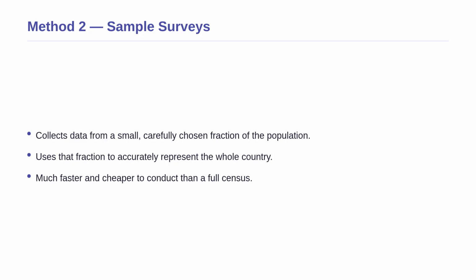Since a census is so expensive and slow, the second method is the sample survey. A sample survey is a method where the government collects data from only a small, carefully chosen fraction of the population and uses that fraction to represent the whole. Returning to our cooking analogy, this is like tasting just one spoonful of rice to determine if the entire pot is ready. Because you are only talking to a few thousand people instead of a billion, sample surveys are much faster and cheaper to conduct. The trade-off is that they cannot provide detailed data for a single tiny neighborhood.